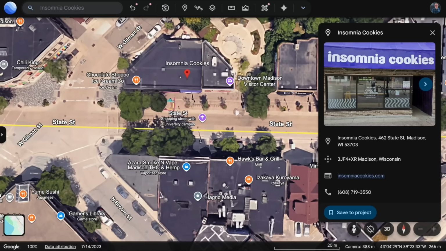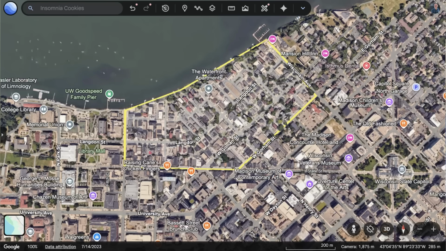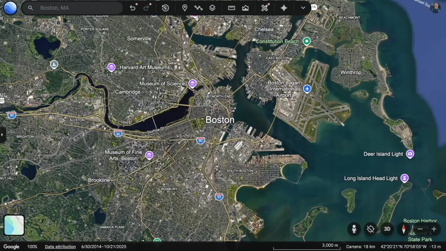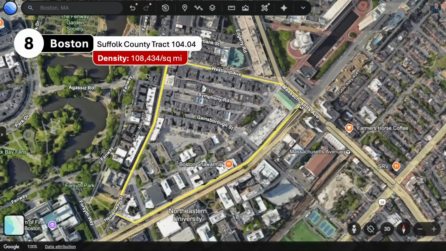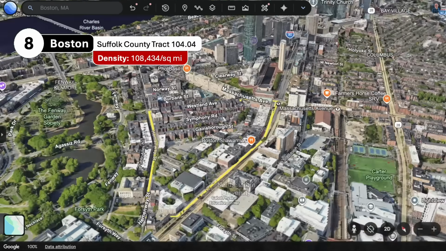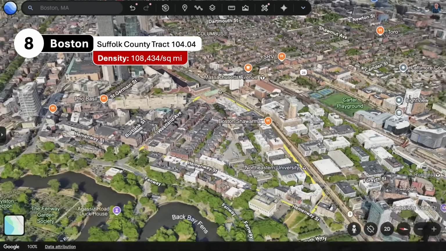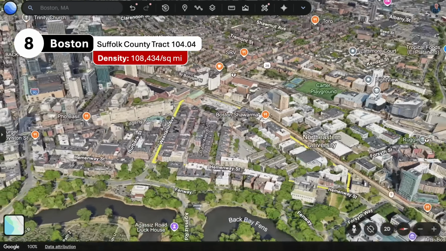By the way, this is not a fluke. Madison has 2 census tracts in the top 1,000. 8. Boston. Suffolk County features 11 of the top 1,000 tracts, and the most packed is 104.04, which is the 231st densest tract in the US, and we are now over 100,000 people per square mile.